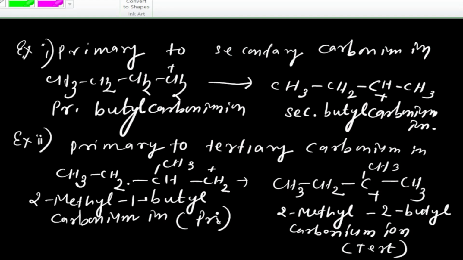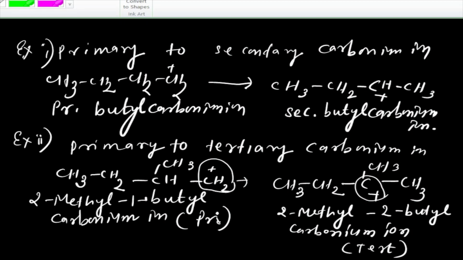Primary to tertiary. See, this is primary. Why? Because it is CH2 plus. If it is CH2 plus, then primary. If only C plus, then it is tertiary. No hydrogen. Now here primary changes to tertiary for stability. Then what happened here? CH3, CH2 remain. From this side you count 1, 2 methyl, and in one position there is a plus charge. That is why 2 methyl 1 butyl carbonium ion, primary.